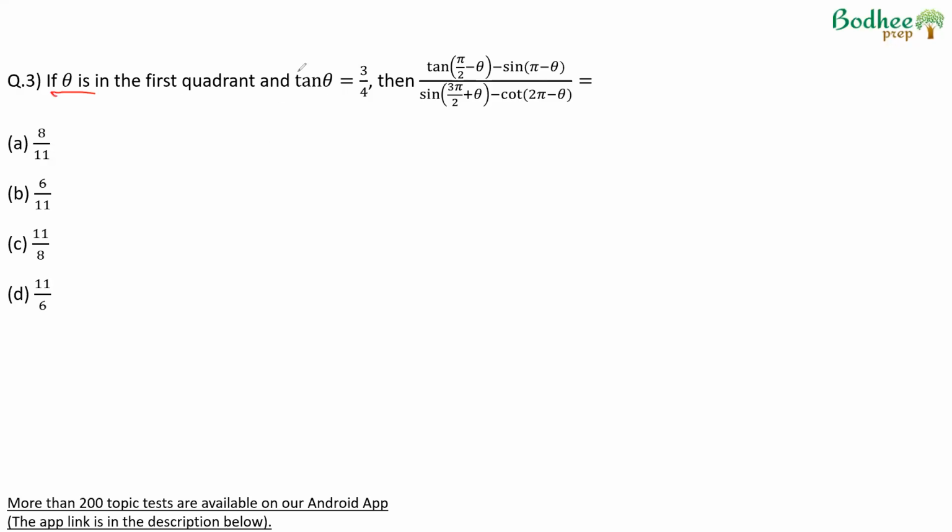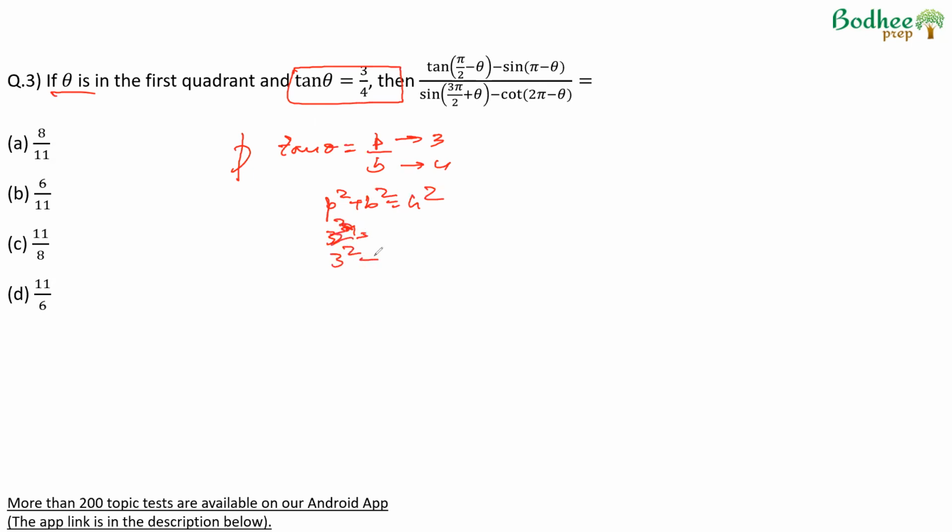Theta is in the first quadrant and tan theta is 3 by 4. Now, tan theta is nothing but perpendicular upon base. Perpendicular is 3, base is 4. Therefore, we can say p square plus b square is equal to h square. 3 square plus 4 square is equal to h square. 9 plus 16, 25. H is equal to 5. The hypotenuse is 5, and therefore sine theta will be p upon h, which is 3 by 5. Cos theta will be b upon h, which is 4 by 5.